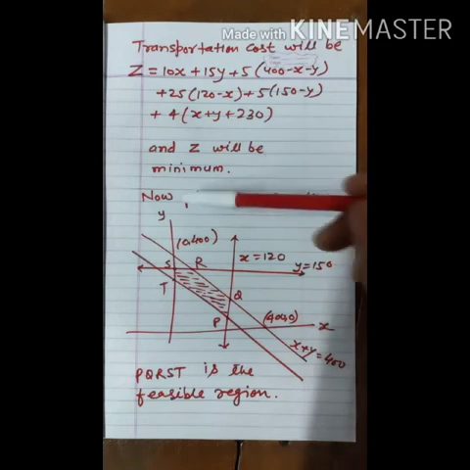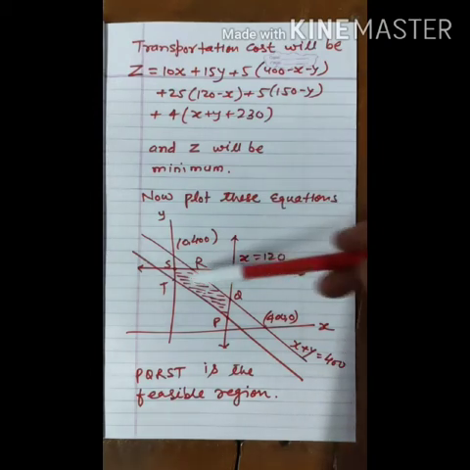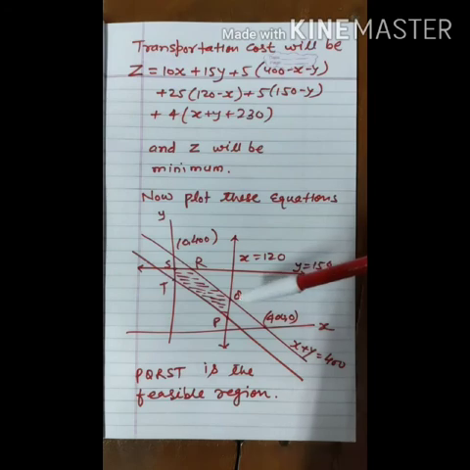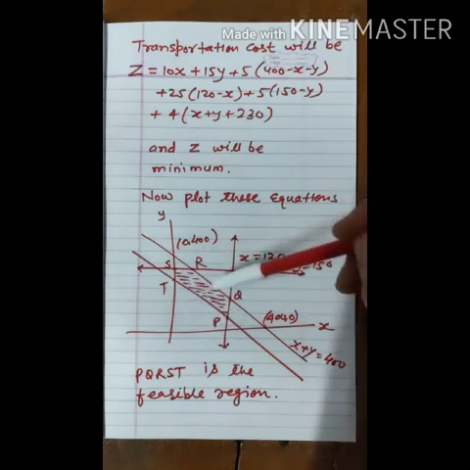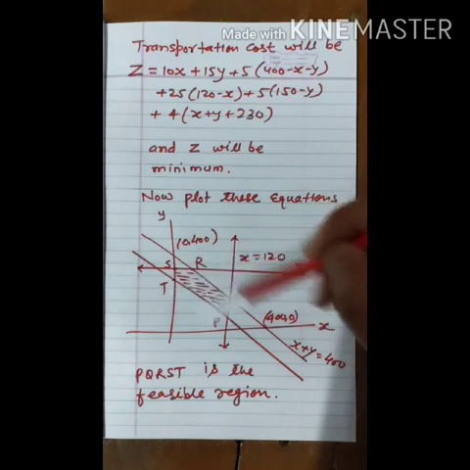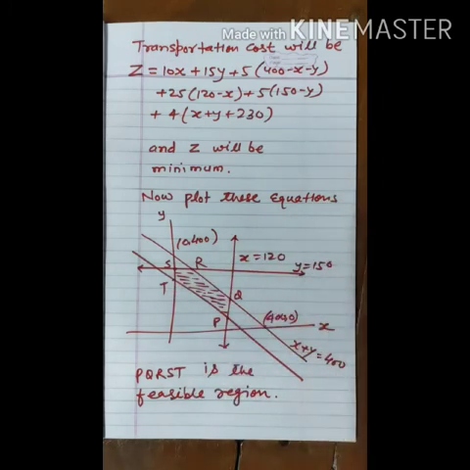Okay, now plot these equations on the graph. The graph will be provided to you in the exam. Okay, so this is the required graph of these equations. Now we have to shade the common region between all these lines. So PQRST is the feasible region. Okay, this is the feasible region.